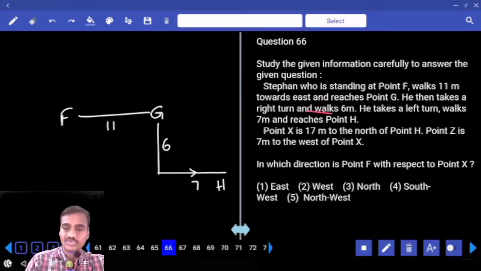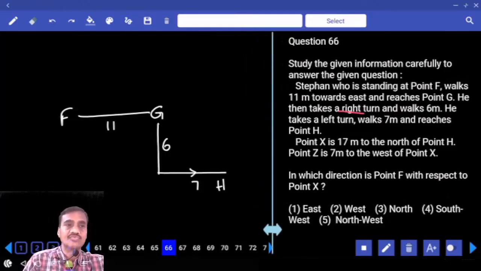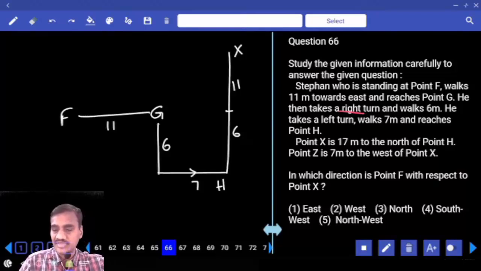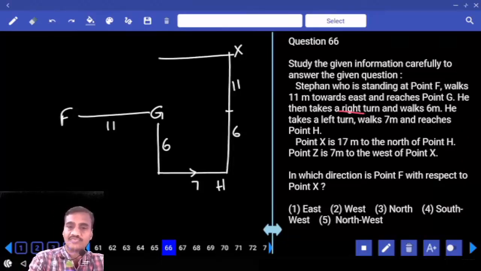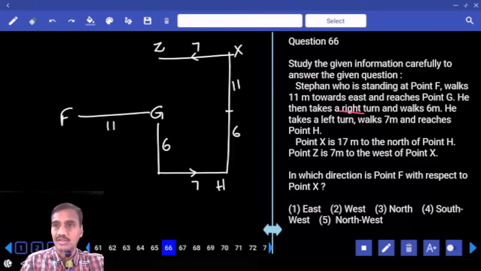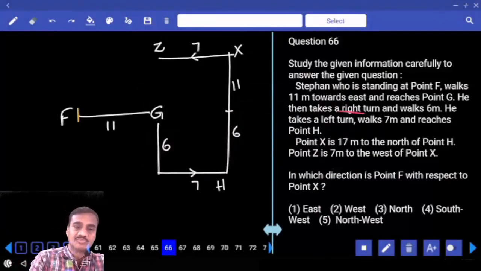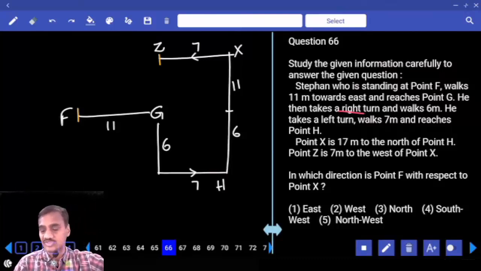After reaching point H, point X is 17 meters to the north of H. From here 17 meters means 11 plus 6 is 17. This is 6 and this is 11, and X is 17 meters to the north of H, and Z is 7 meters to the west of X. Clear now? This is the initial position, F is the initial position and Z is the final position of Mr. Stephen.